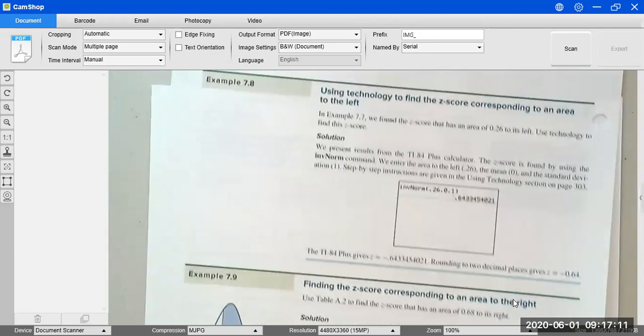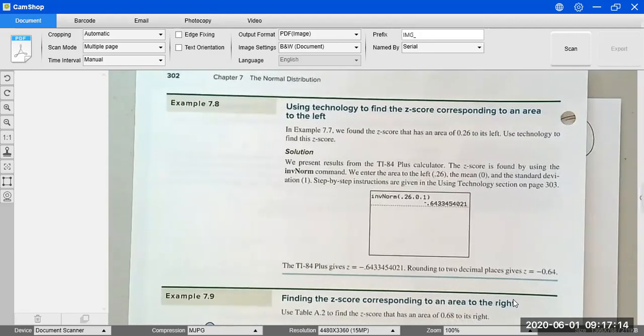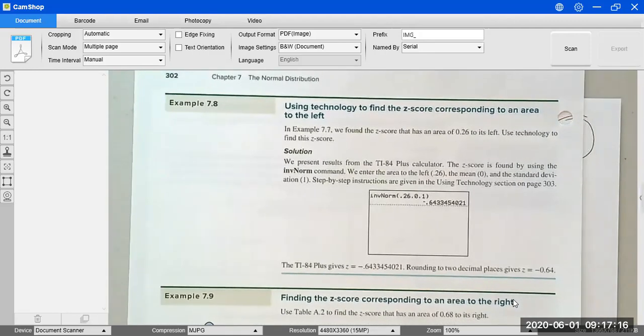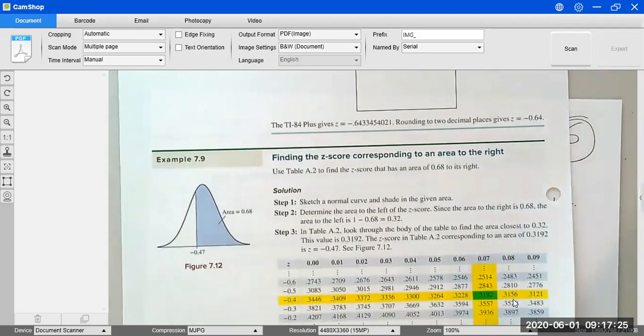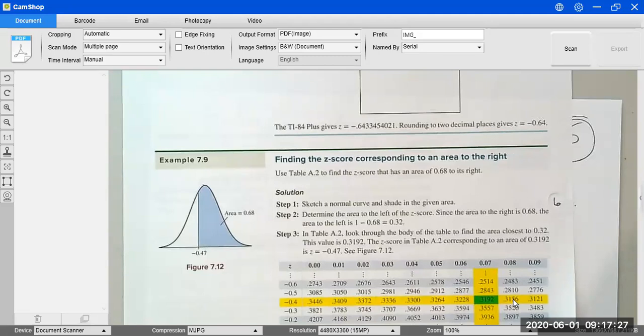So problem 7.8 is just the same problem as before, but using technology. They are showing you how to use the TI instrument to get that z-score, or use language R. So now for example 7.9, they show you how to use a table to find the z-score that has an area of 0.68 to its right.